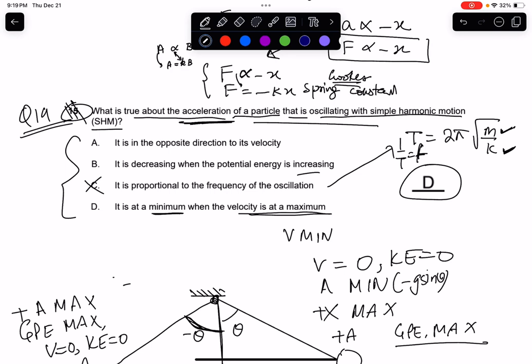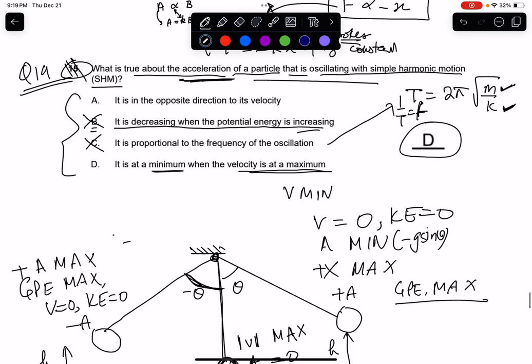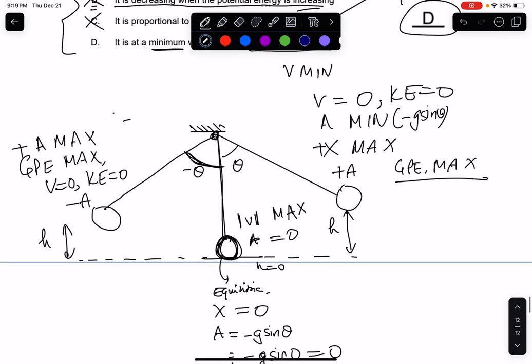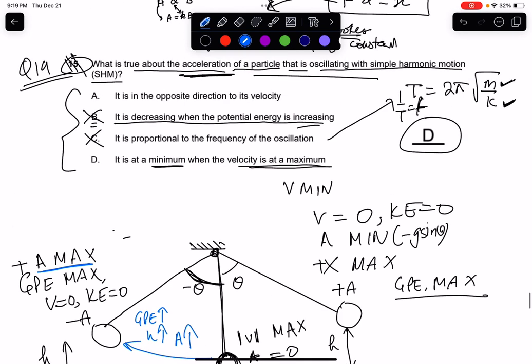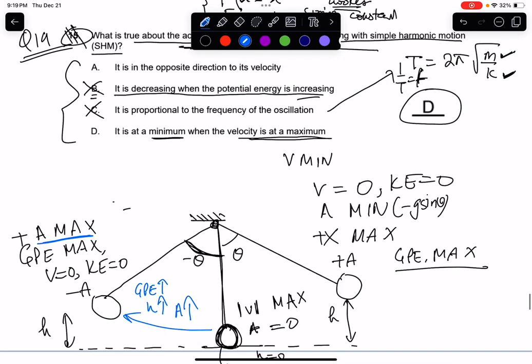Right? Now for B, it's saying that the acceleration decreases when potential energy rises, and that's also wrong. The reason is because when you're going in this sector over here, when the pendulum is going to the left, the height of the pendulum is rising, so this means that the gravitational potential energy is rising. But at the same time, as you can see, you're approaching towards your maximum acceleration, so the acceleration is also rising. So that's why B cannot be possible.